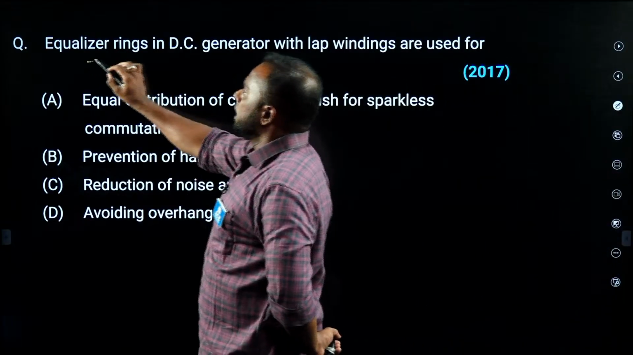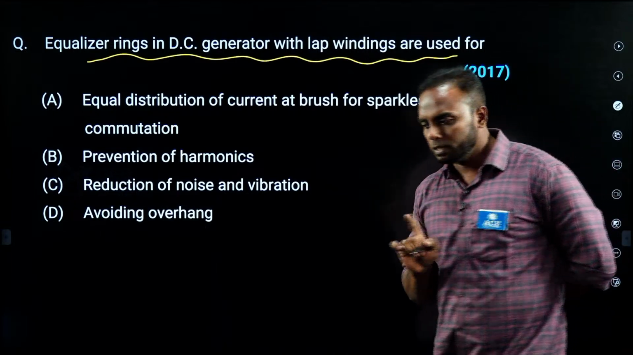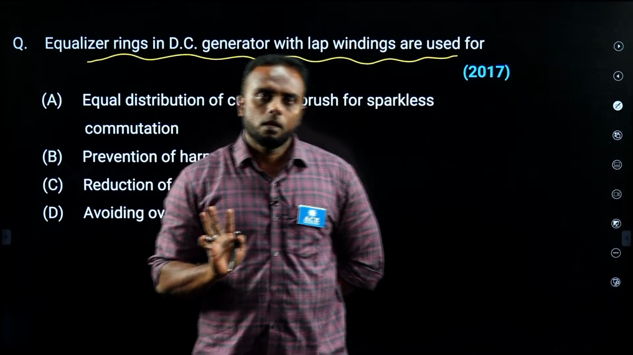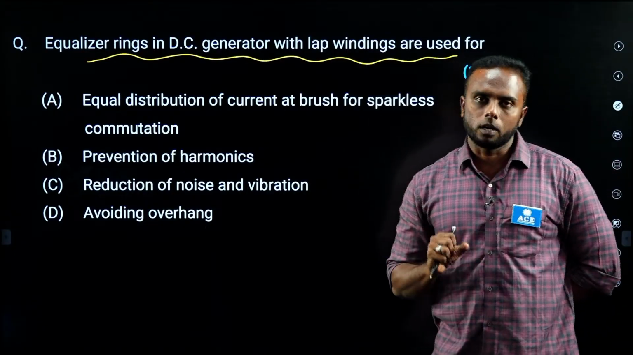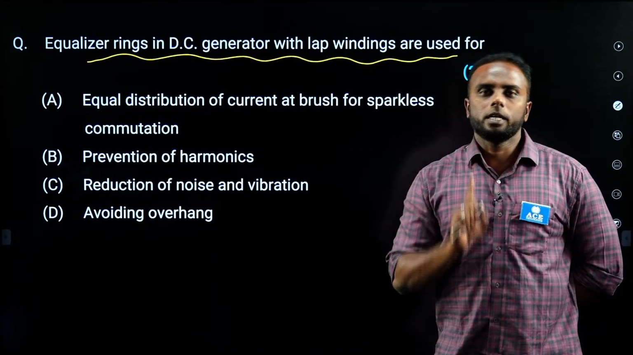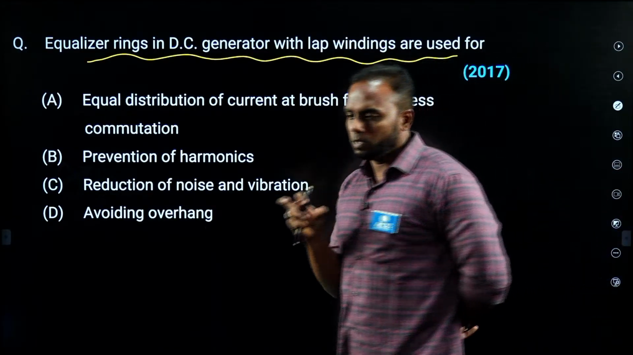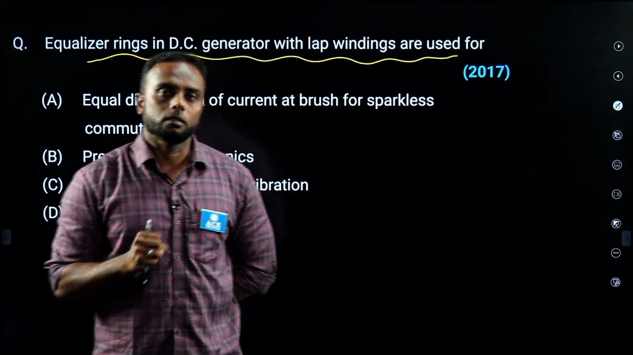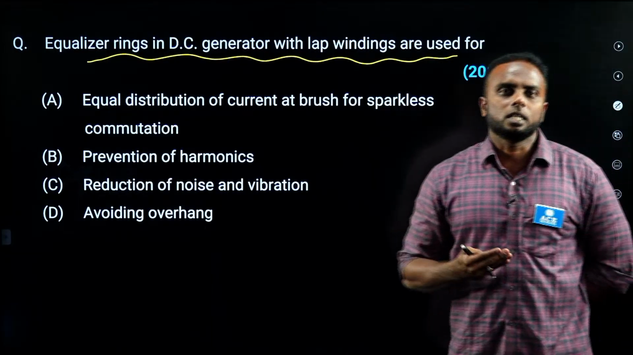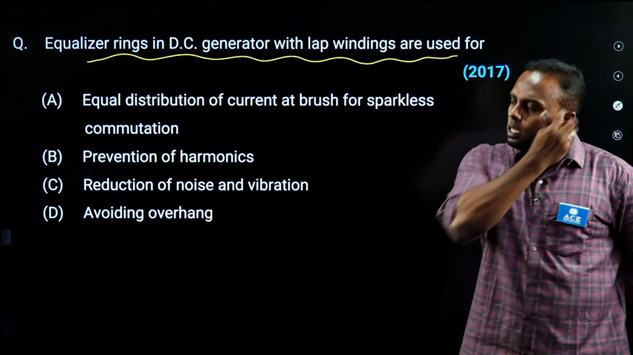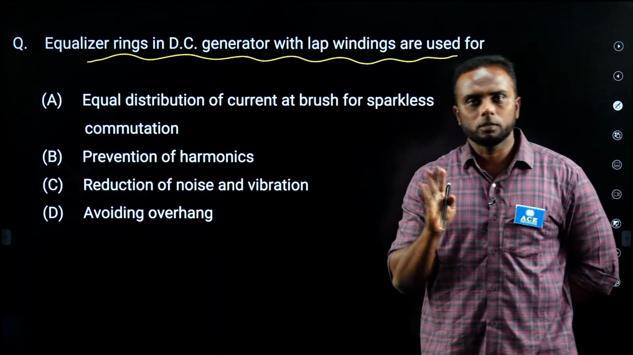See the question. Equalizer rings in DC generator with lap windings are used for dash. So equalizer rings we use in which winding? Lap winding. Dummy coils we use in wave winding to make a mechanical balance of the armature, but equalizer rings we use in lap windings. Lap winding has internally circulating currents between the parallel paths. Due to these circulating currents, we have drawbacks like sparks generating continuously at brushes. So to eliminate that circulating current between the parallel paths, we use equalizer rings.